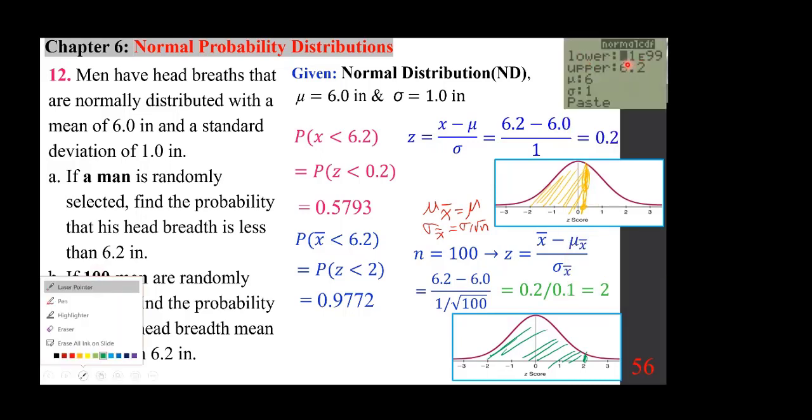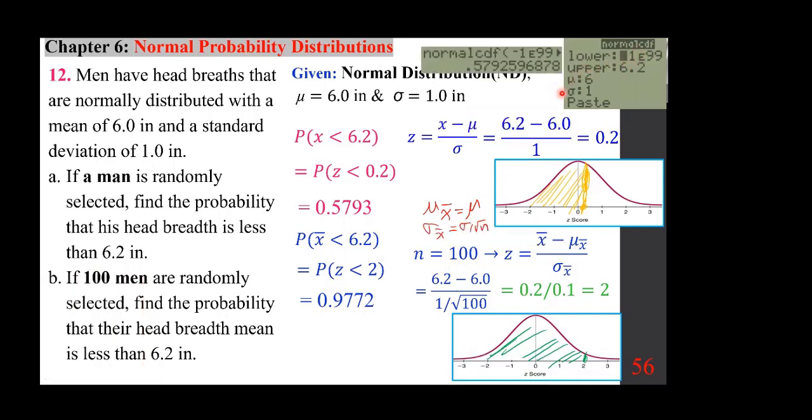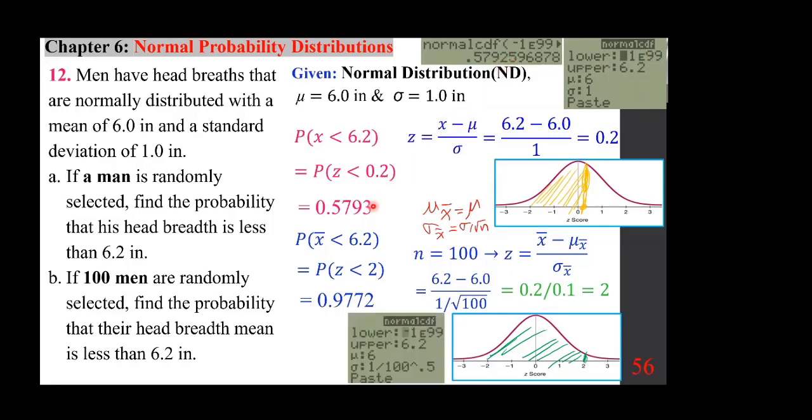Notice the lower bound is negative 1 E to the 99. That is a very small number. If the calculator has it, fine. If it doesn't and you have to put the number, put negative 1,000. That's just as good. You calculate and it gives you 0.57925. The 2 can be changed to 3, giving you the same answer. Over here, we are doing the same thing. We are changing the sigma and we get to this answer, 0.977.